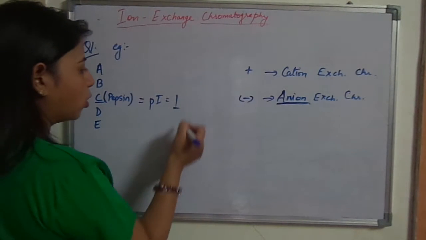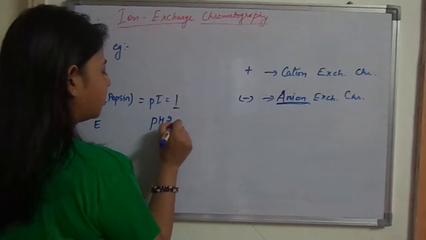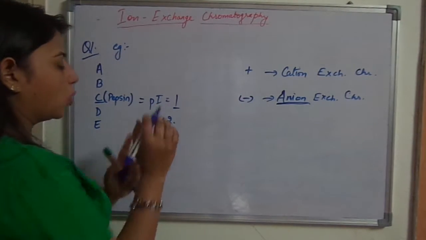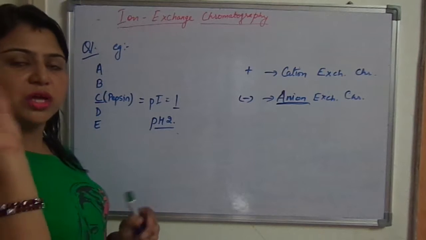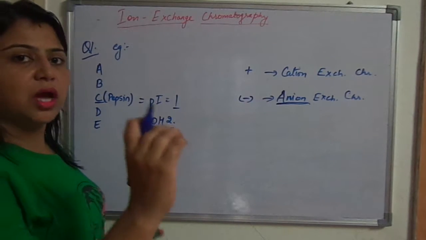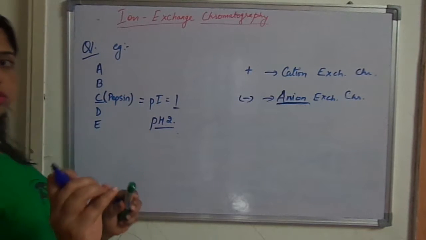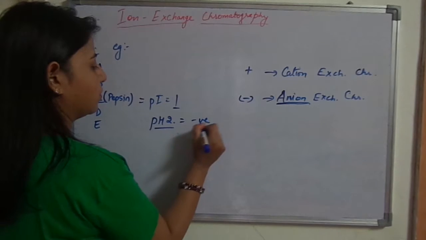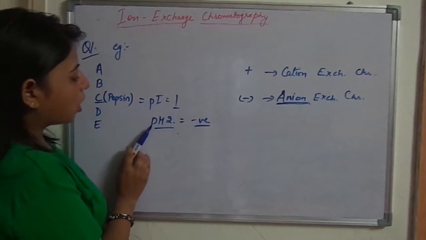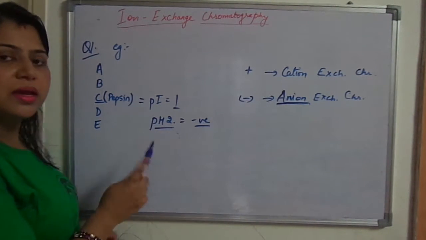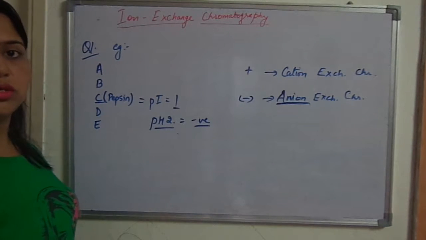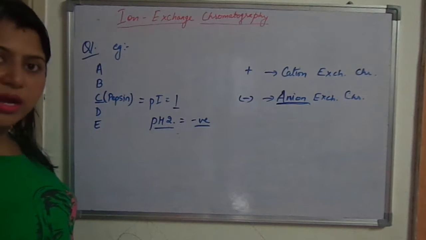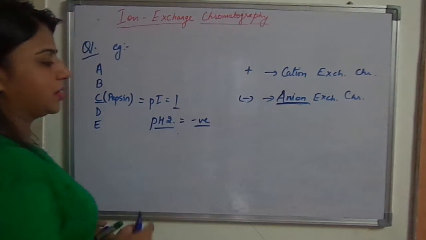Right? Now what about at pH 2? At pH 2, what will be the charge on pepsin? At pH 2, the amount of OH, the negatively charged ions, is more. Negatively charged ions will bind to the positively charged part of the amino acid, and the overall charge will become negative. You know that a pH above the pI makes the species negatively charged. A pH below the pI makes it positively charged, right? So at pH 2 it will be negatively charged.